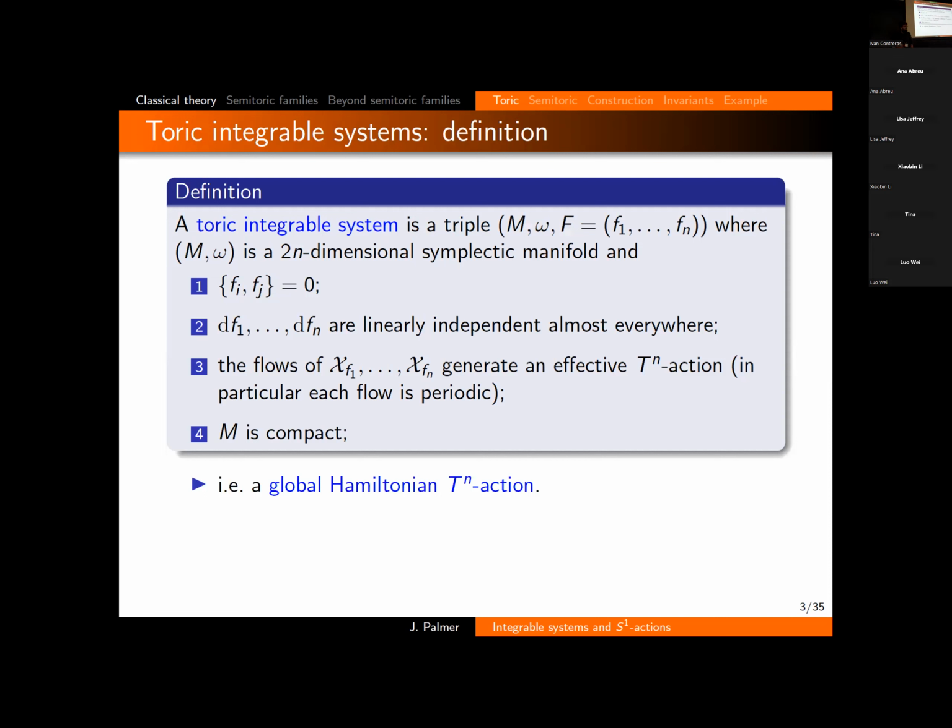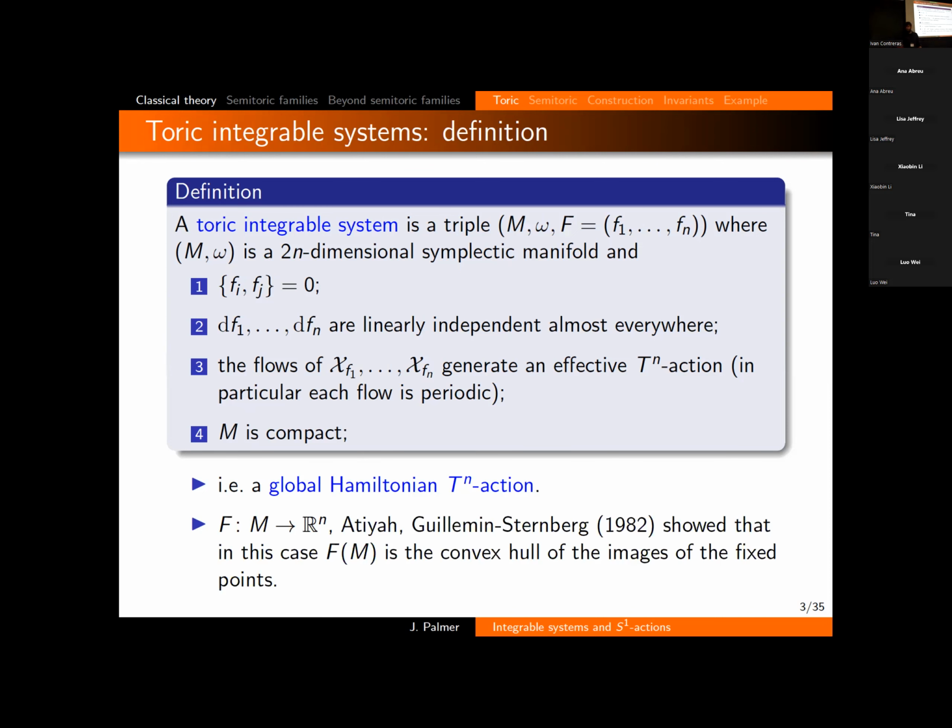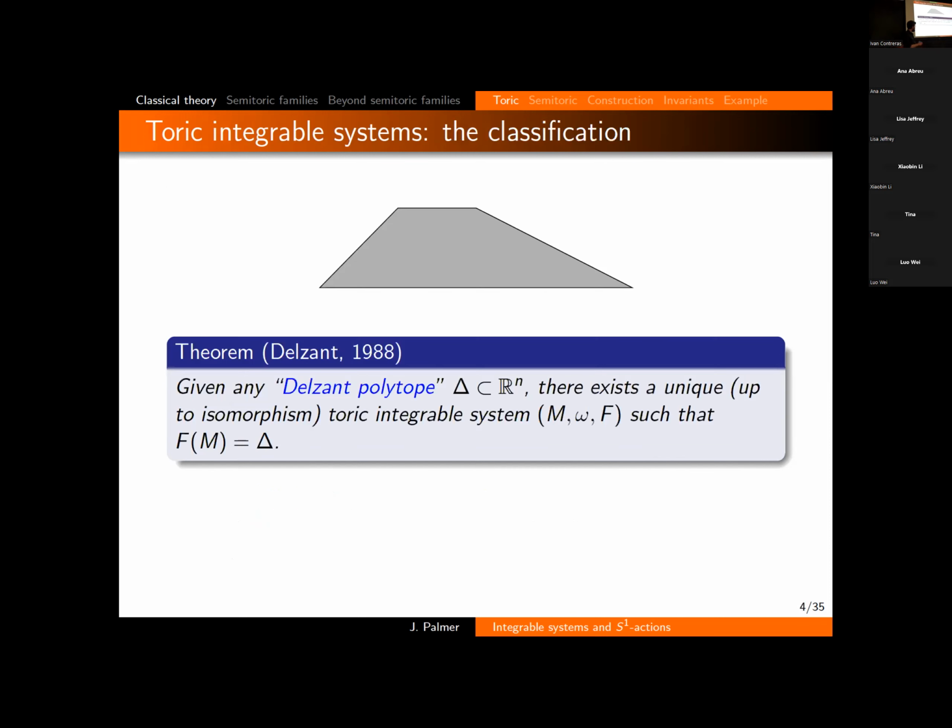So yeah, we can think of this as a Hamiltonian Tn action. So the point is that if you look at the joint map, the moment map, which is all of these integrals put together, you have a map into Rn. And it's very well known, independently to Atiyah and Guillemin-Sternberg, that the image of this is a polytope. In fact, it's the convex hull of the fixed points. So, okay, let's try and push a little bit further.